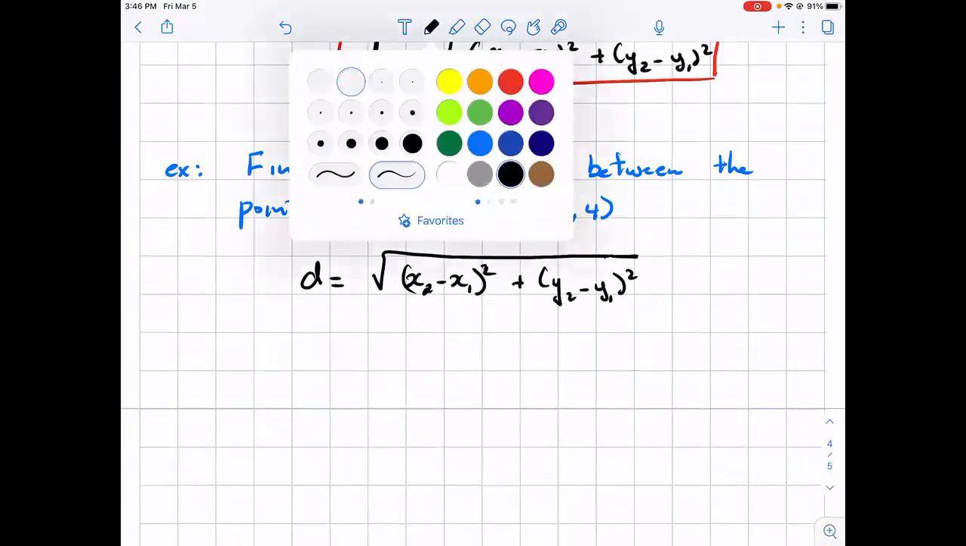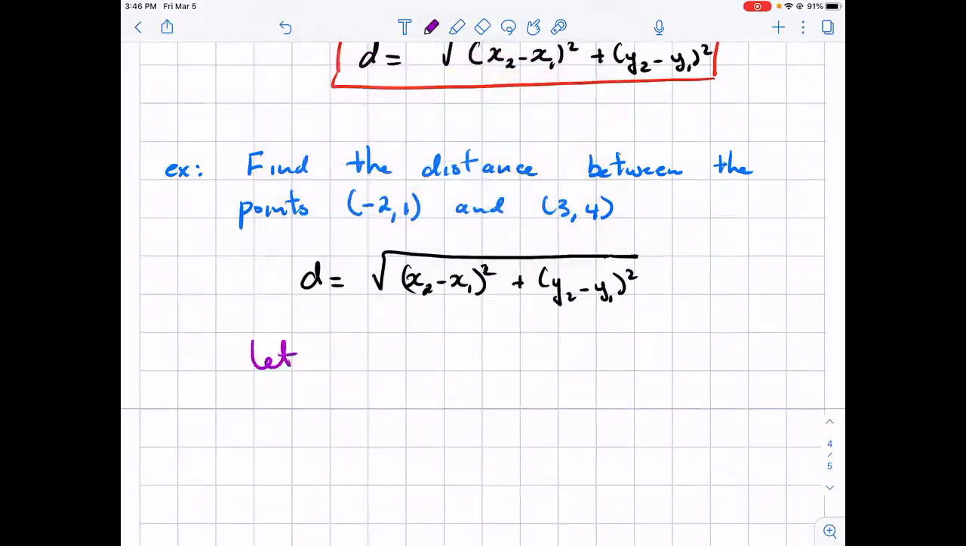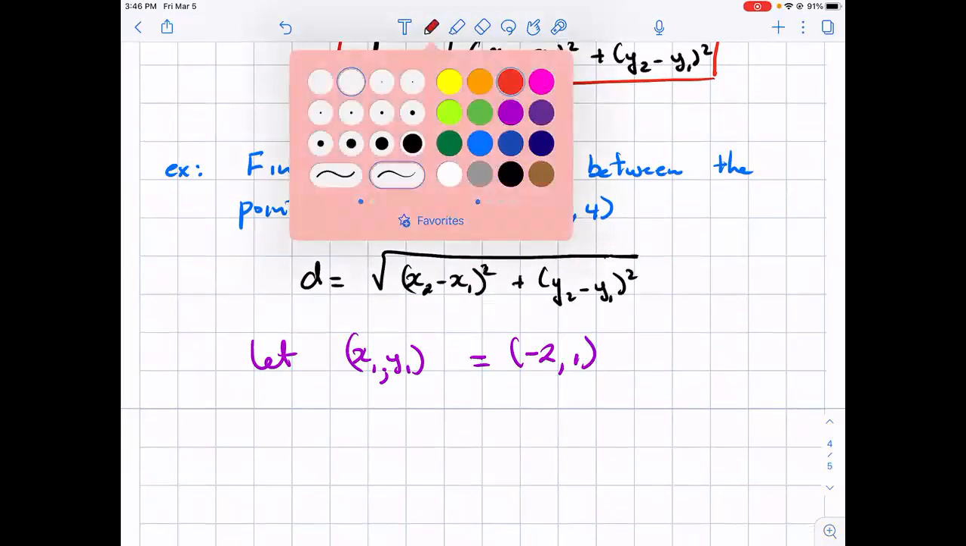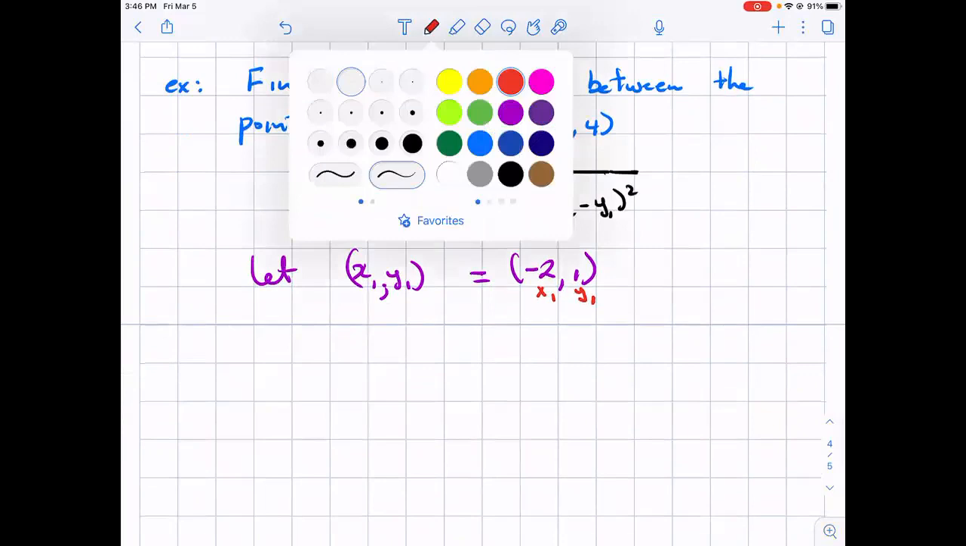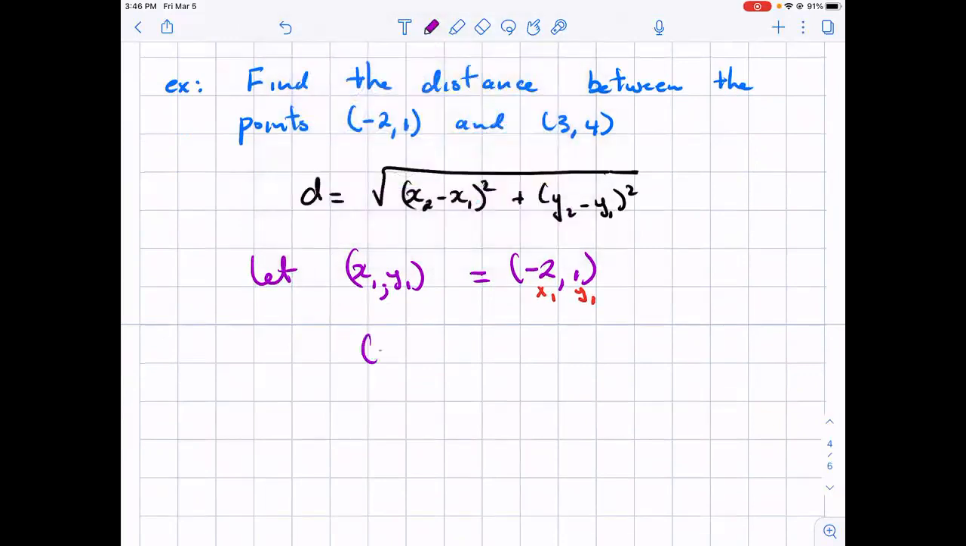So what we'll do, let x1, y1 be equal to -2, 1. So what we're saying, this here is going to be my x1 and that's going to be my y1. And we can say let x2, y2 be assigned to the value 3, 4. So this means that this is x2, y2.